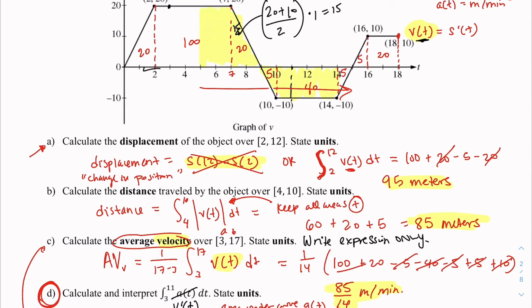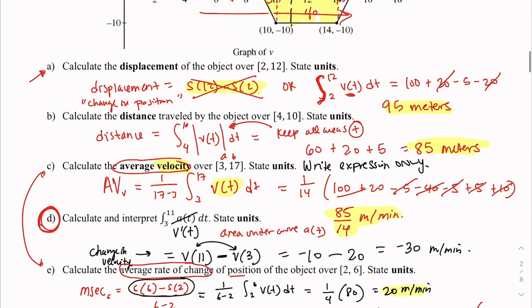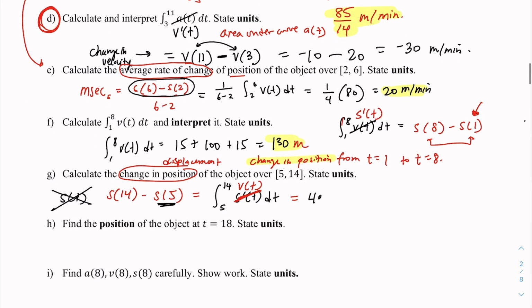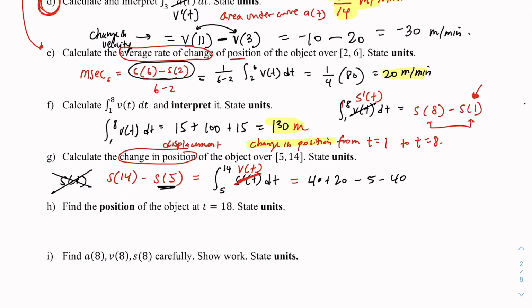So from 5 to 7, that's 2 times 20, so that's 40 for this region. Plus 20, then we'll minus 5, minus 40, and we're done. 40 plus 20, minus 5, minus 40. Change in position means we'll be in meters.